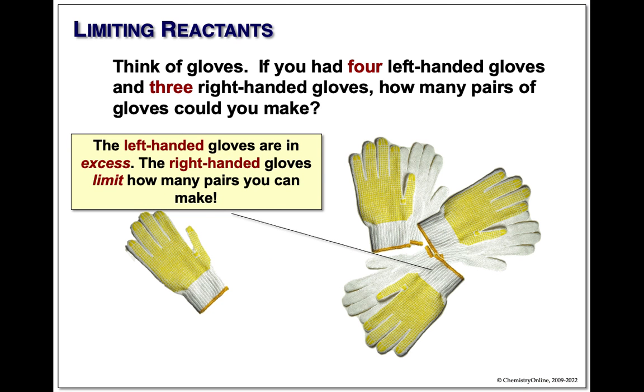Left-handed gloves are in excess because we got 1 left over, right? The right-handed gloves told us how many pairs we could make. That's limiting. Simple concept. You need 1 of each. Stoichiometric would be 4 and 4, right? We don't. We had 4 and 3. The right-handed are limiting.